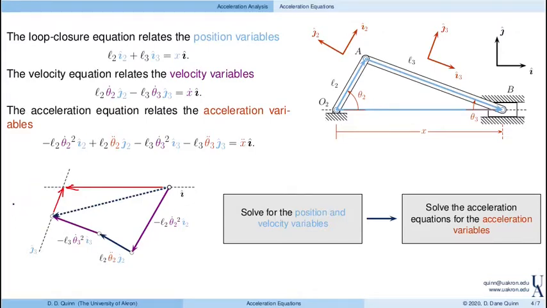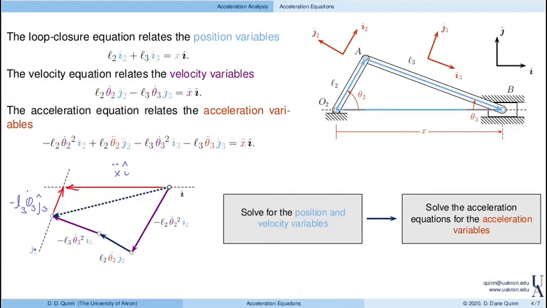So here, this vector has to be minus L3 theta 3 double dot in the J3 direction. And this vector is x double dot in the I direction. So one of the things that you notice from what I've done here is that this horizontal vector is actually in the minus I direction. So if we were to figure out what x double dot was, it would have to be negative, right? Because the only way this can be in the minus I direction is if x double dot is negative. Likewise, we would find that theta 3 double dot is also negative, right?